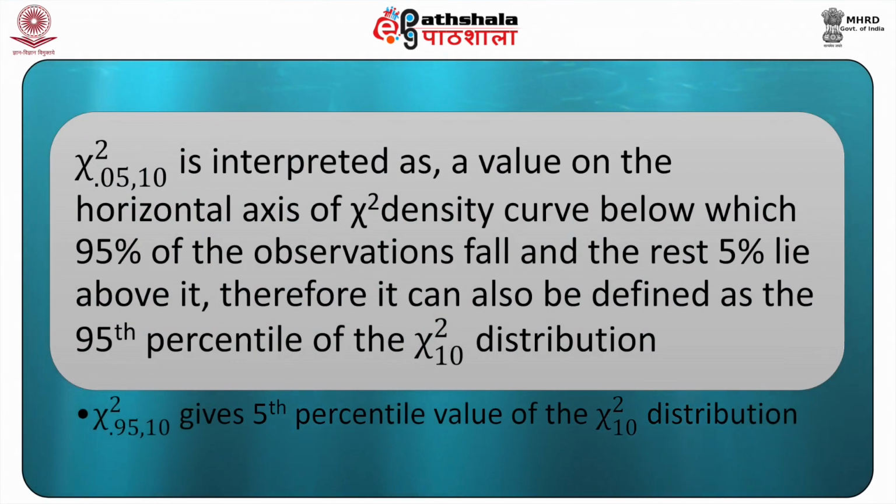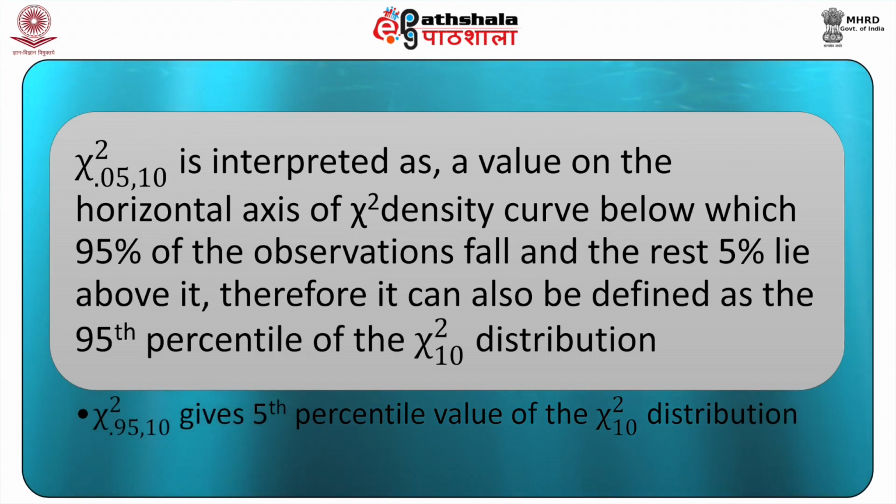The percentiles of the chi-square distribution. As we know, chi-square 0.05, 10 is interpreted as a value on the horizontal axis of the chi-square density curve below which 95% of the observations fall and the rest 5% lie above it. Therefore, it can also be defined as the 95th percentile of the chi-square 10 distribution. Chi-square 10 means the chi-square distribution for 10 degrees of freedom. Similarly, chi-square 0.95, 10 gives the 5th percentile value of the chi-square 10 distribution.